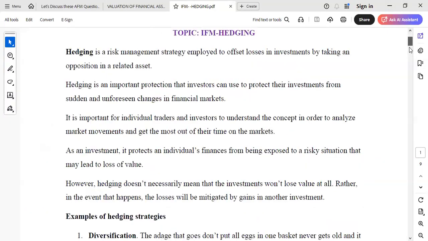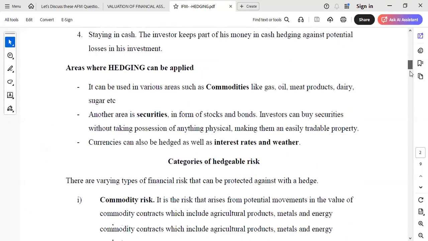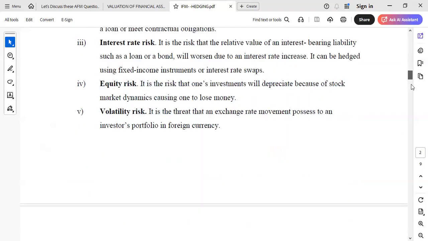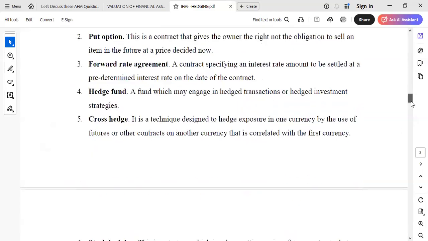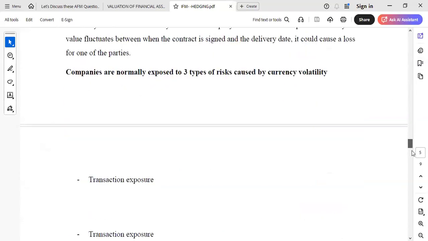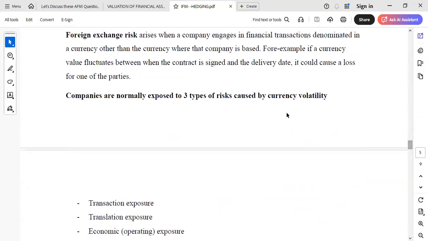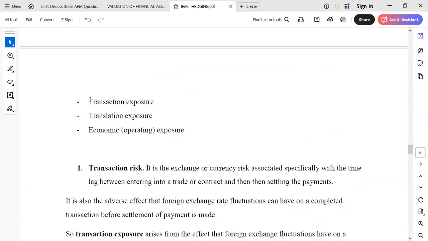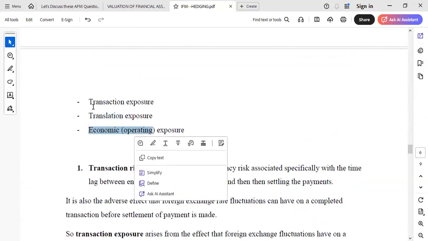Hedging. But the theory about this is where all the risks are. The financial risks, then the terminologies, the indirect, then you have the common ones, the types of risks: the transaction risk, the translation risks, then the economic.